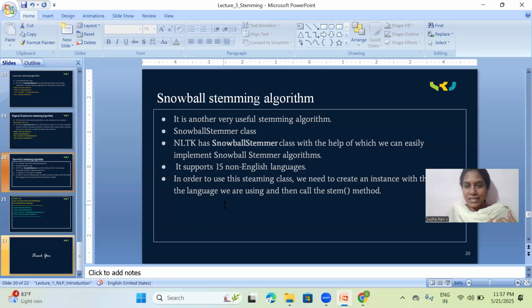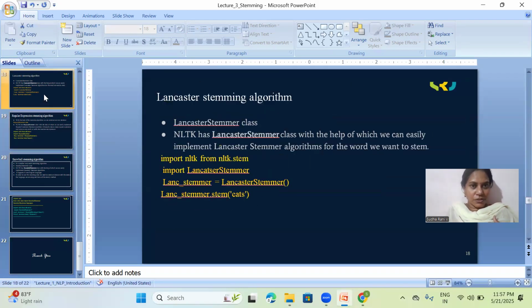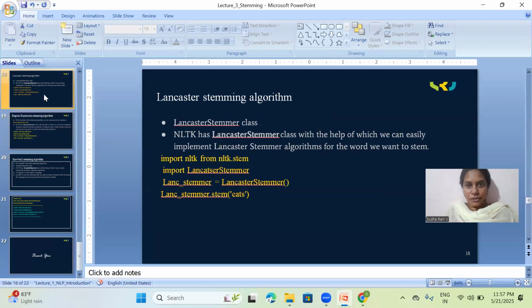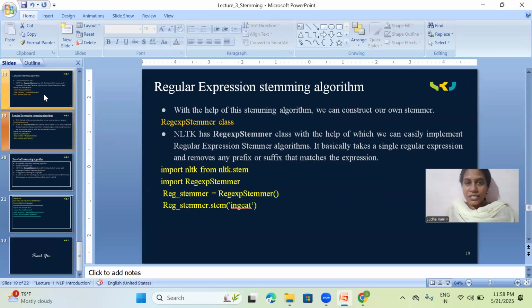Next, the second one is Lancaster. With Lancaster, we can use any type of English words, and we can remove the suffix as well as the prefix. And the next one is the regular expression stemmer. In the regular expression, we can customize the stemming word. We can give our own.